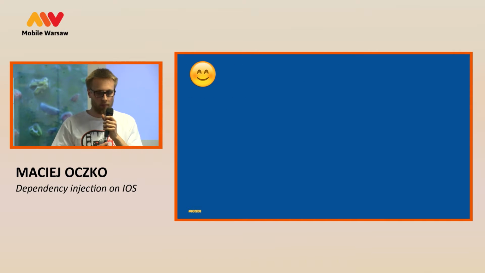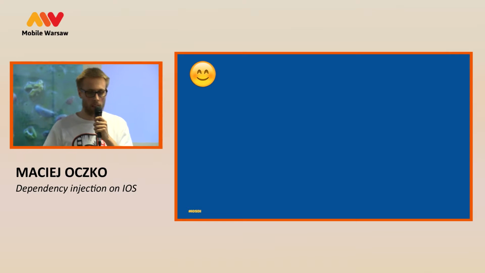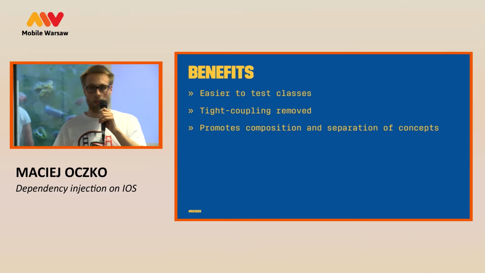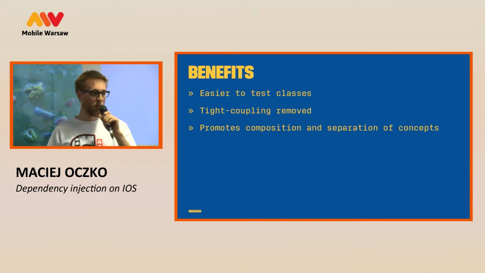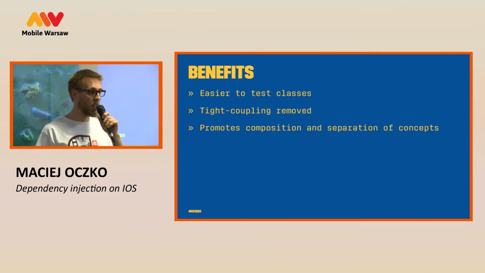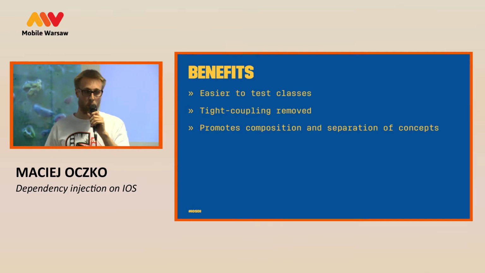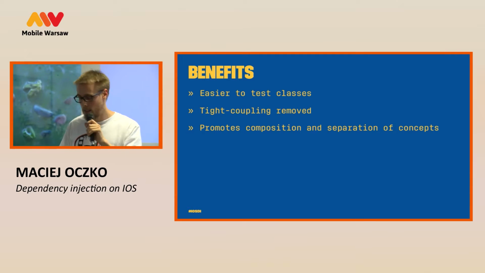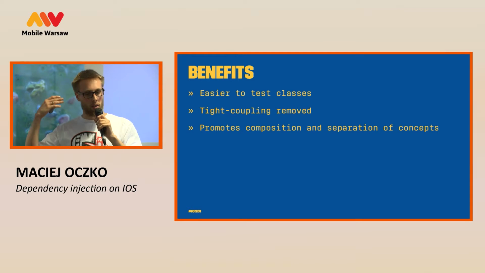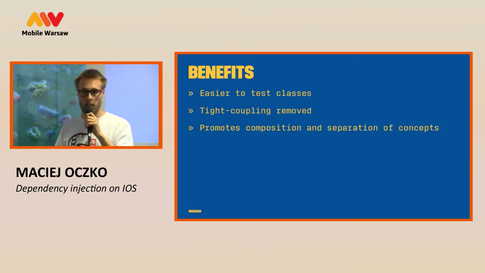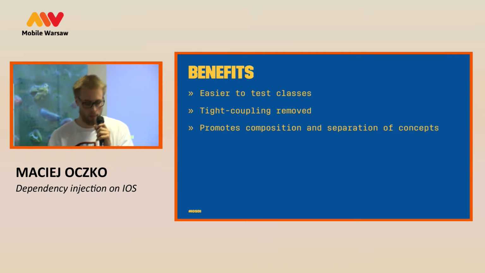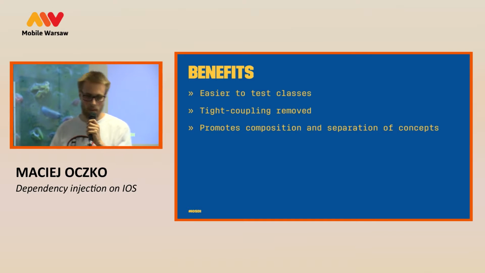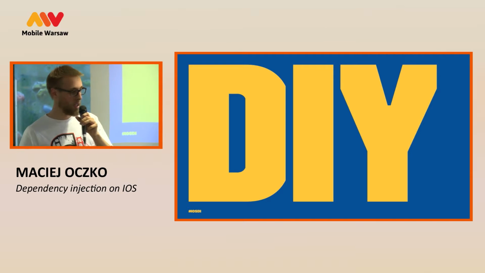So the initializer approach, we think it's better, right? And of course, our classes are easier to test if we do that. Sometimes they are possible to test otherwise because, for example, testing a shared instance is possible, but it's super ugly and definitely not elegant. We have our tight coupling removed, and what dependency injection promotes is composition over inheritance. We can do much more composition, which is better for clarity and for reusability of our code. This is nice.